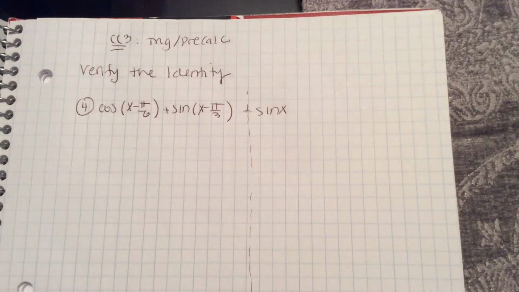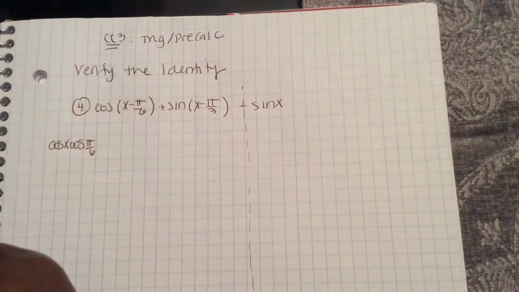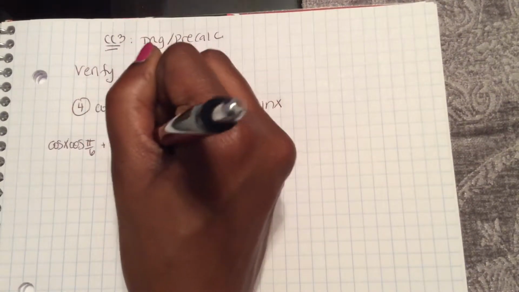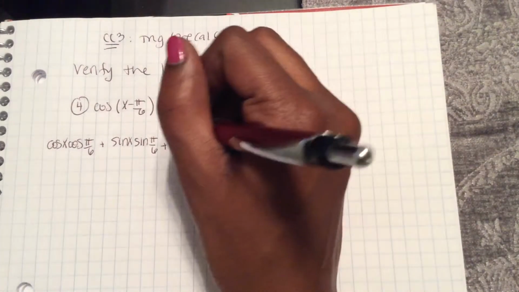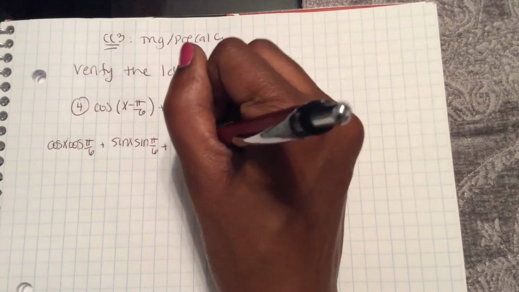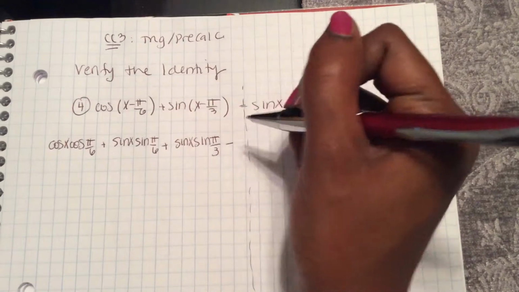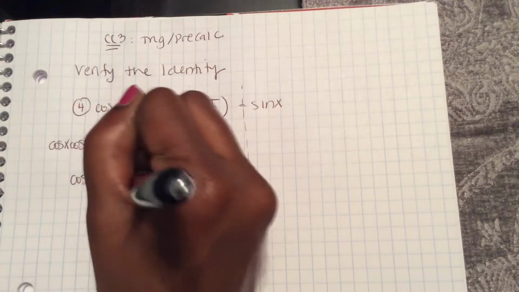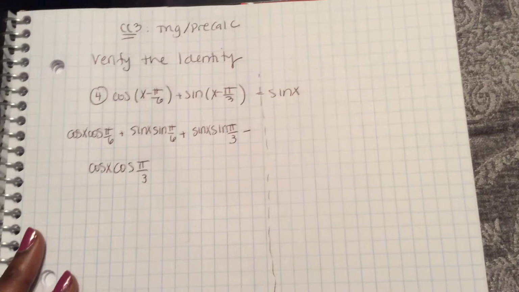So cosine of x minus pi over 6 is cosine x cosine pi over 6 plus sine x sine pi over 6. Breaking down sine, it's going to be sine x sine pi over 3 minus cosine x cosine pi over 3. So I've applied those trig identities. So now let me simplify.